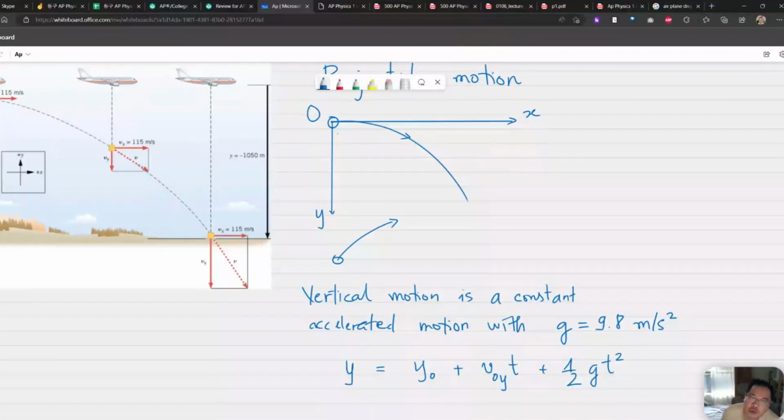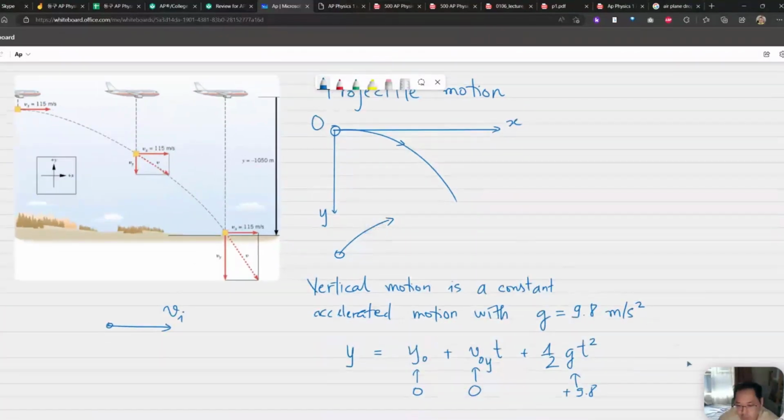Note that we have to choose a direction to be positive. If it falls down like this, in this case the airplane dropping an object, the downward direction is chosen to be positive, so that the g here is positive 9.8. The initial vertical velocity in this case is zero because it is thrown horizontally. The initial velocity is horizontal, not vertical, so this vertical component is initially zero.